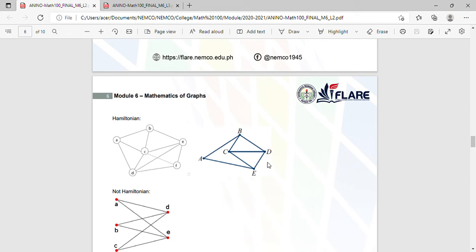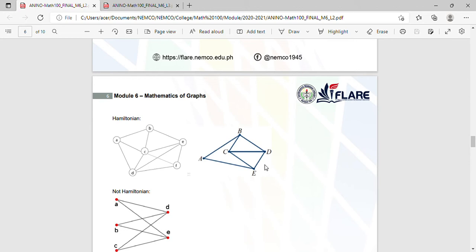Okay? Now let's have this second example. So ni-traveler gihapon siya sa tanan vertex. Pero the question is, can you give me an example of kanang sa pag-travel nato na matawag nato siya na Hamiltonian? You just have to give me at least one example.